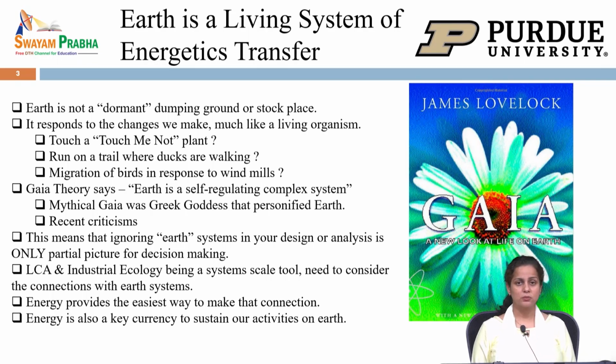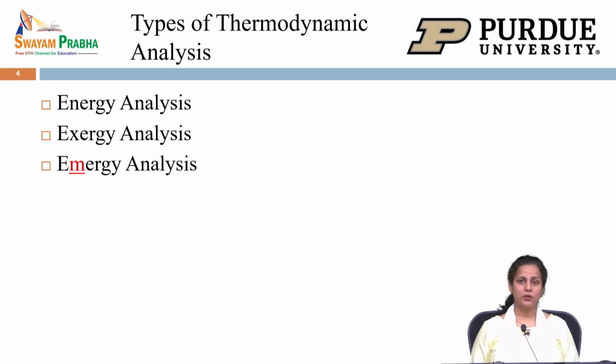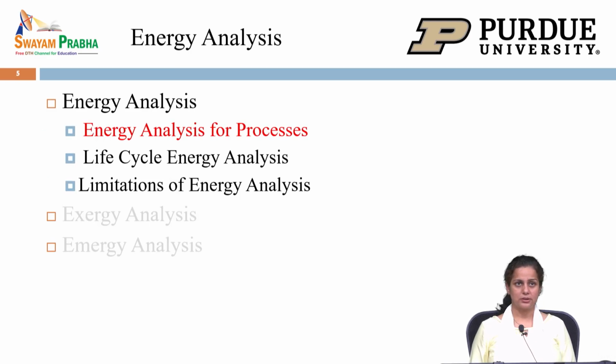In this module and the next module, we will go through the methods that focus on using energy as a metric in the sustainability assessment for technological systems and also for the interaction of technological systems with the ecological systems. So, let us move forward. The types of thermodynamic analysis that we will focus on are, first, energy analysis, then exergy analysis, where I will introduce what exergy is with the second law of thermodynamics, and then emergy analysis. So, let us get started with energy analysis.